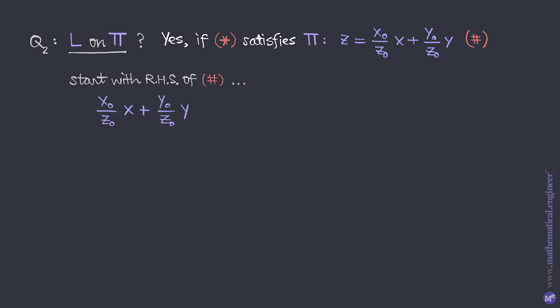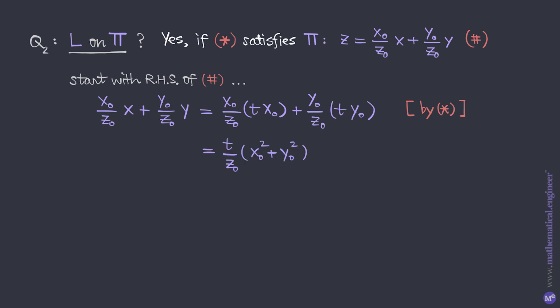Alright, next we want to see if the ray L is also on the tangent plane pi. If that's true, the coordinates of any point on the ray must satisfy the equation of the tangent plane. As a reminder, here is the equation of the tangent plane pi. Like the previous proof, we start with the right-hand side of the tangent plane equation and plug in the x and y coordinates of an arbitrary point on the ray to see if we can get back the left-hand side, which is z.